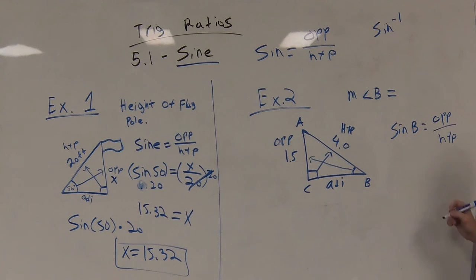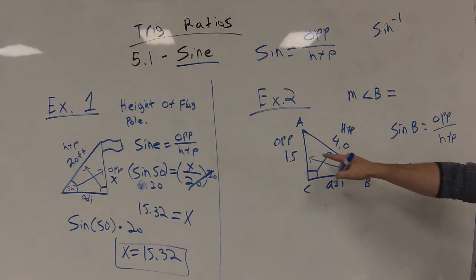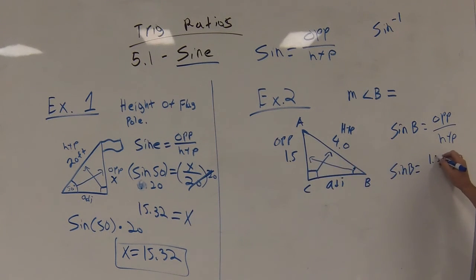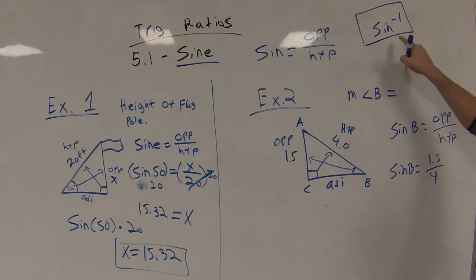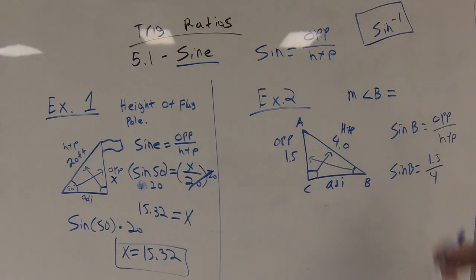Okay? And so now, sine of B is going to be equal to, the opposite is going to be 1.5, and the hypotenuse is going to be 4. And now I need to find angle B. So in my calculator, you're going to go back to the trig functions and select sine inverse. I'm going to click trig, and go to sine to the -1, which should be right under sine.